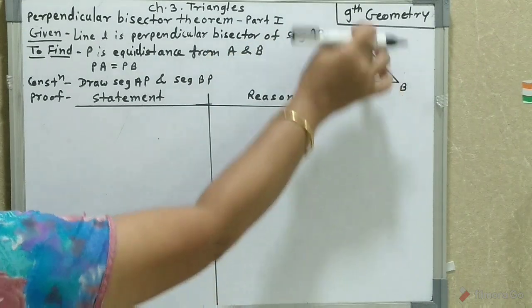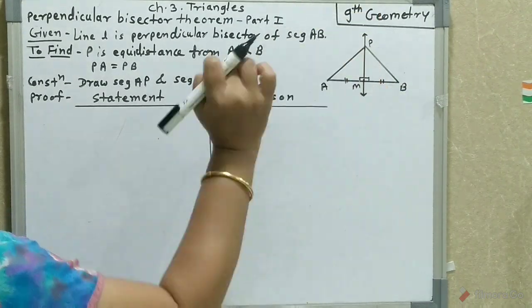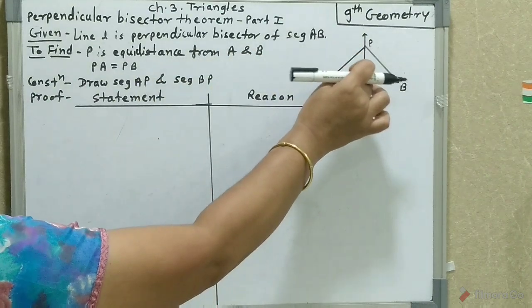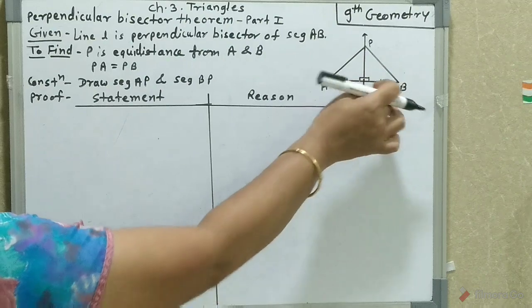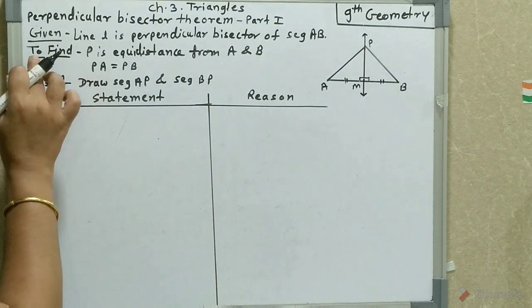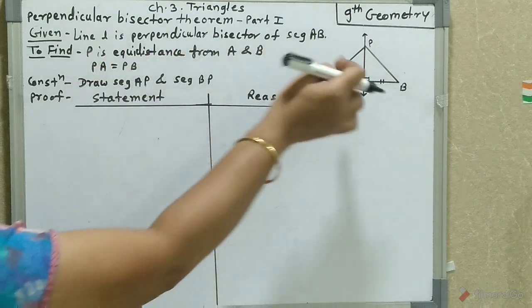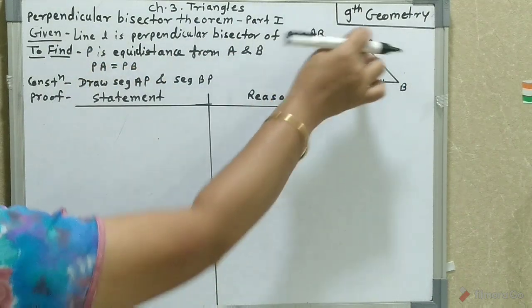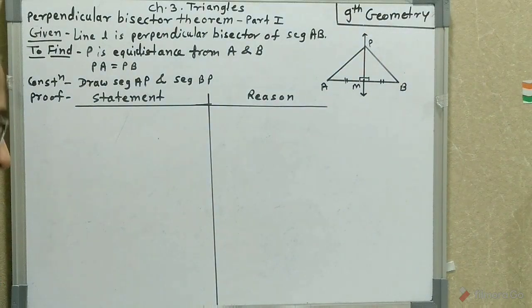This is the segment AB and this line is a perpendicular bisector. So this line is perpendicular and also a bisector. Here they make a 90 degree angle and AB is divided into two equal parts. So to prove: P is equidistant from A and B, that is PA equal to PB. This we have to find out.